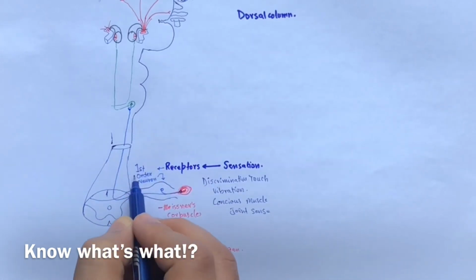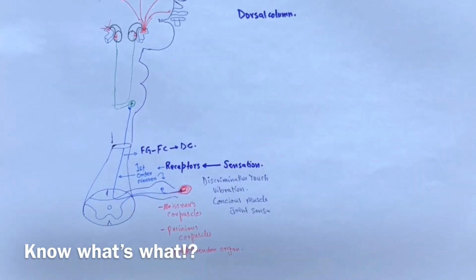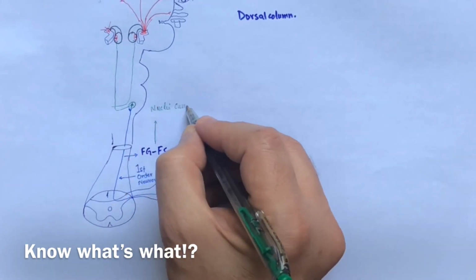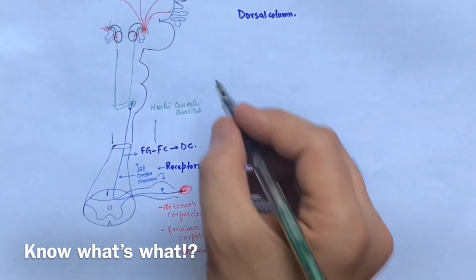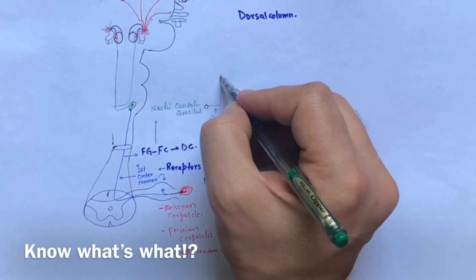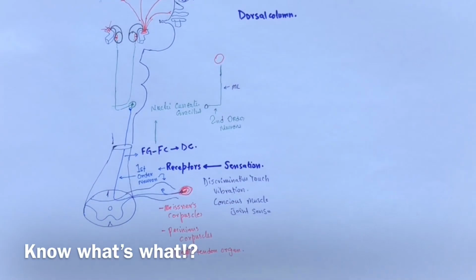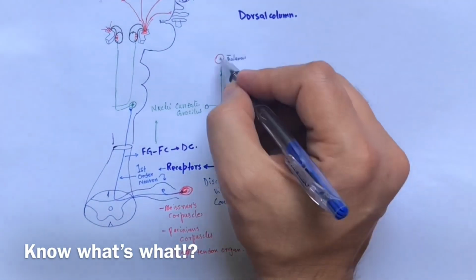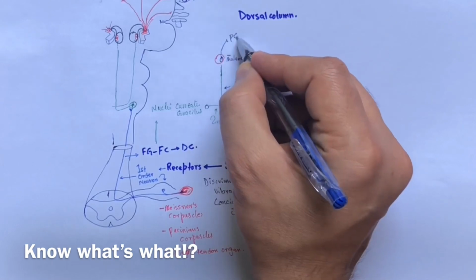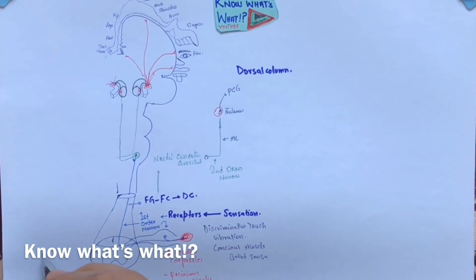So here is the first order neuron, and as the fasciculus cuneatus and gracilis in the dorsal column, they will terminate on the nuclei, which are the cuneate and gracilis nuclei. And from here, the second order neuron will cross to the opposite side as a decussation and go up as the medial lemniscus. The medial lemniscus will reach the thalamus, and from the thalamus, you will have the fiber to the cortex, to the postcentral gyrus.